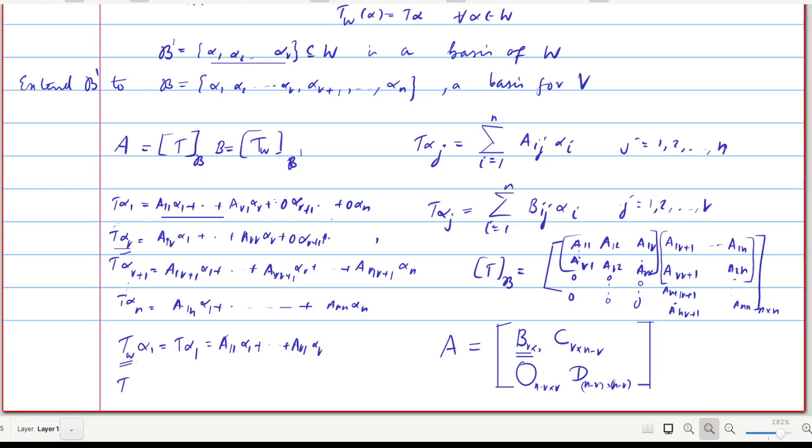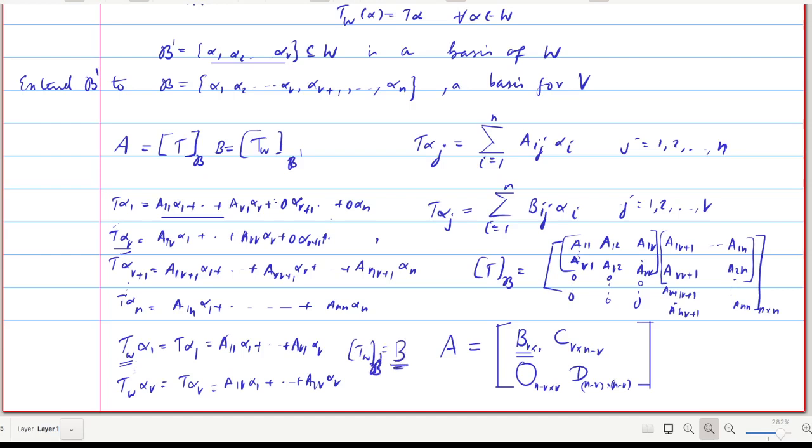Finally we write TW of alpha R. These are the only elements of W. Then TW of alpha R is the same as T of alpha R, and T of alpha R takes this form. Here we write A1R alpha 1 plus etc., ARR alpha R. You need not worry about the other things because TW is a linear operator on W. Then the matrix of TW relative to the basis B prime is nothing but this matrix.